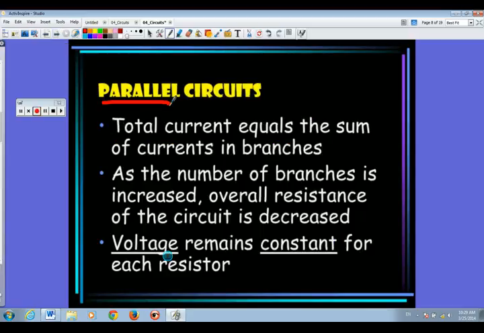In a parallel circuit, the total current is the sum of all the currents in the branches. Also, as you increase the number of branches, the overall resistance is decreased. Voltage is constant for each resistor. We're going to put together a little data table for you at the end on all of these details that makes things really, really clear.